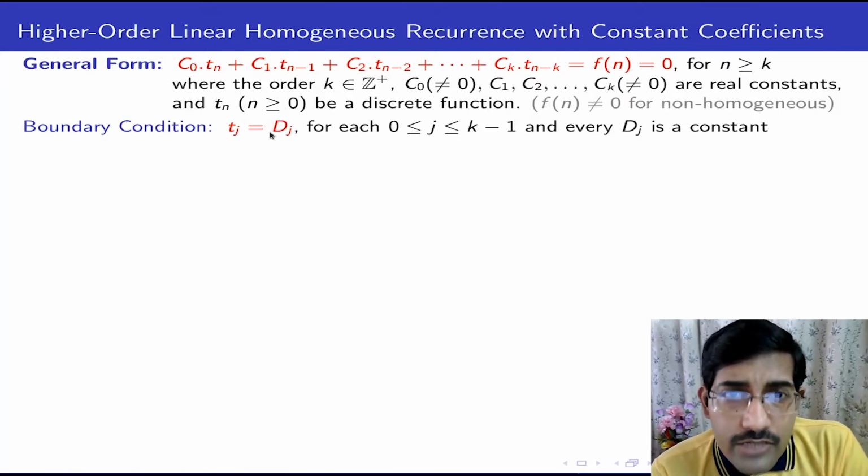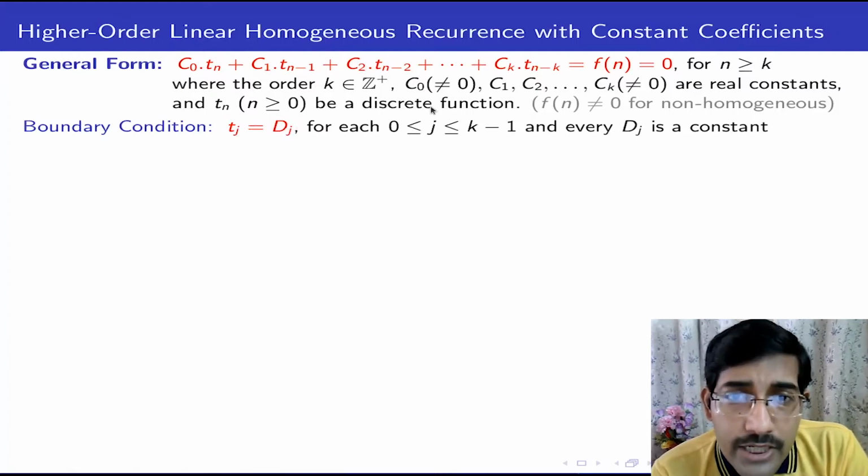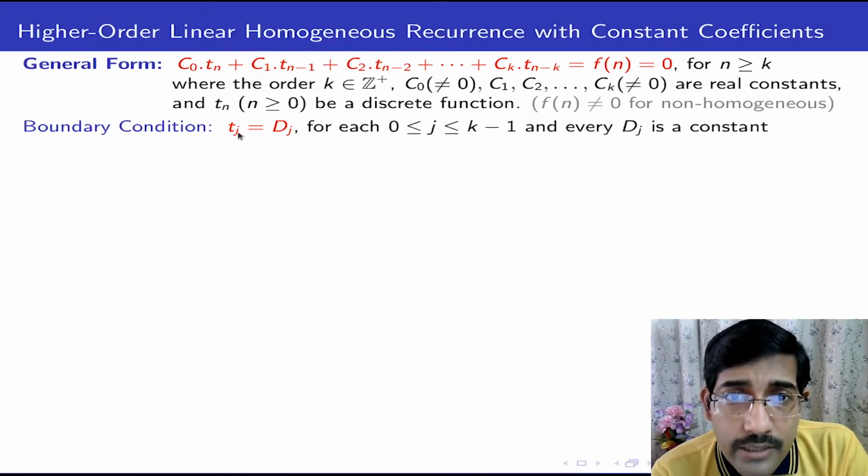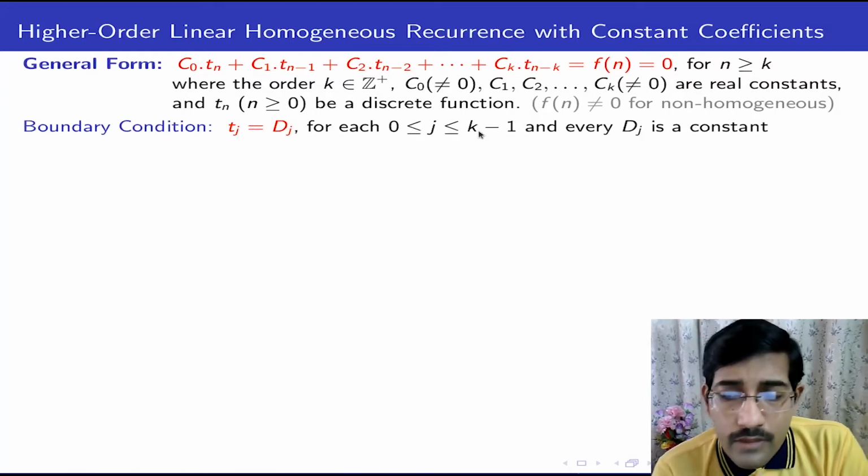As we have seen in the second order, C0 and C2 were not equal to 0. And the boundary conditions we find are that Tj equals Dj, that is T0 equals D0, T1 equals D1. So in second order we have two boundary conditions, T0 and T1. For kth order we need k boundary conditions to solve for our constants when we go for the solution. So these boundary conditions are required: T0, T1 and up to Tk, where every Dj is a constant.